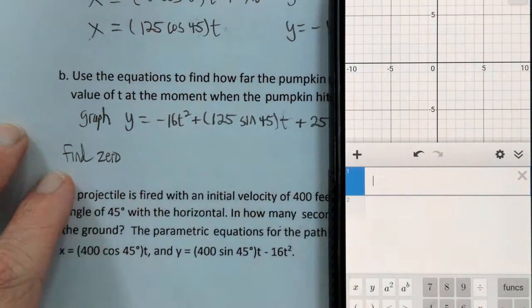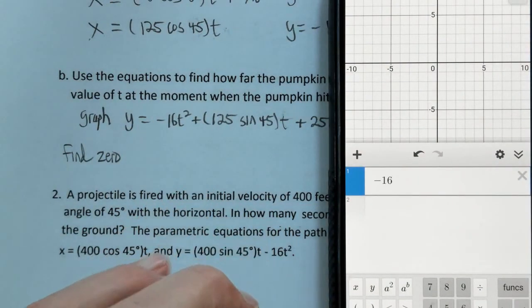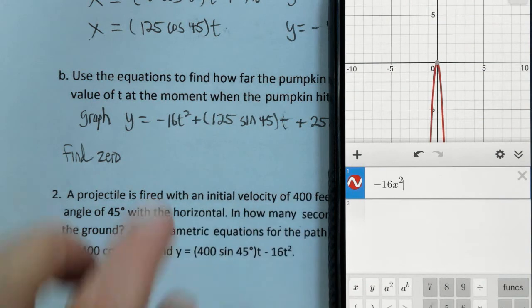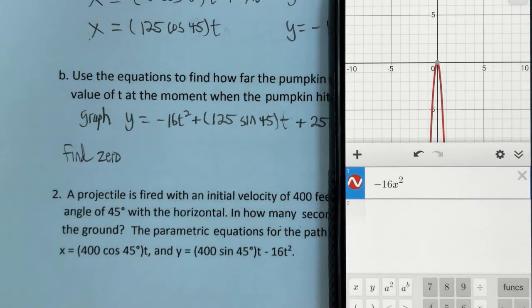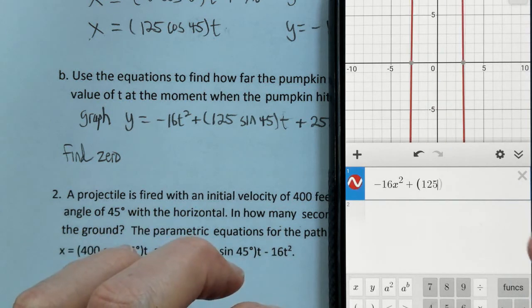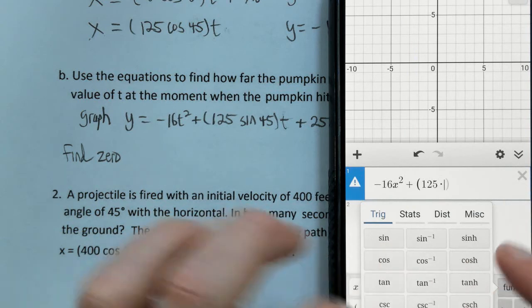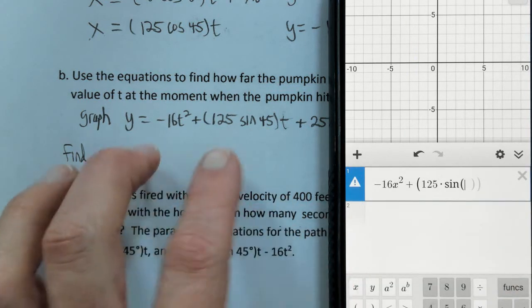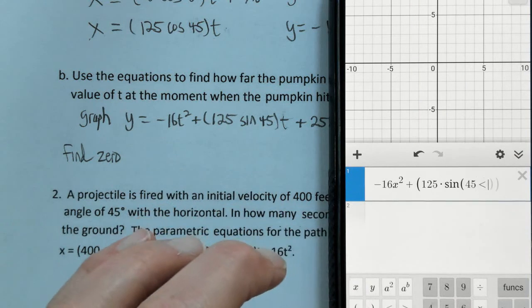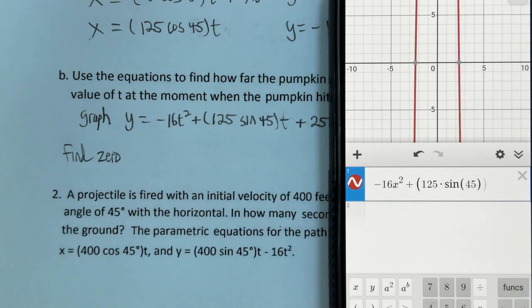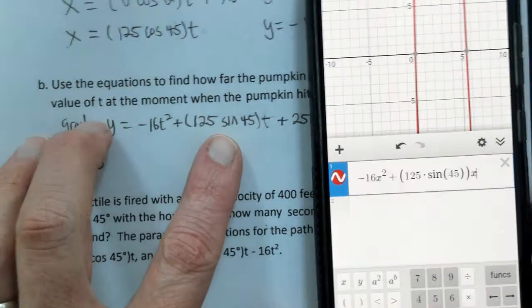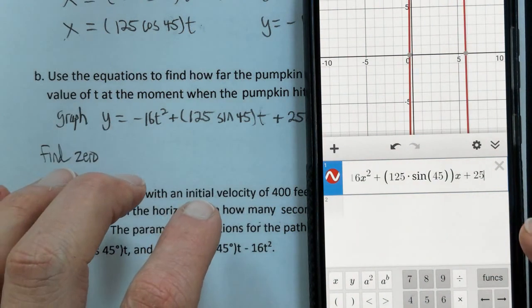So now we can plug this thing in. It's negative 16x squared plus, open a set of parentheses, we'll go 125 times sine of 45. Close that off and close it off again, and then that'll be x. I'm using x for my t here, and then we'll go plus 25.